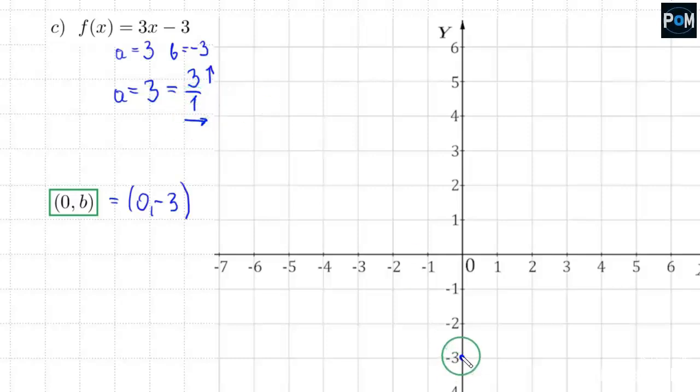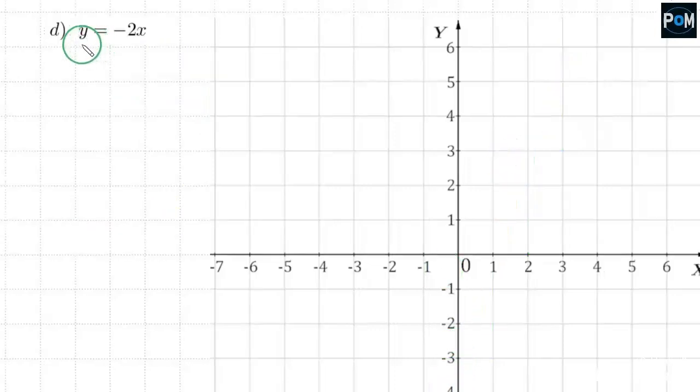So from this point, first horizontally 1 to the right, so here, and then 3 up, which means here. From there again, 1 to the right and 3 up. Just as these numbers indicate here, 1 to the right and 3 up. And these steps have formed here. 1 step, 2 steps, 3 steps. We can draw the graph of the function. This is the line. End of example C.